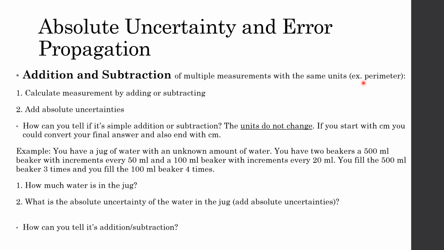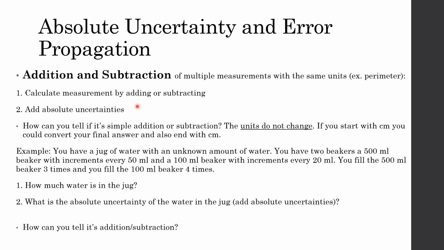Okay, so the way that you're going to calculate and propagate error when it's an absolute uncertainty problem is you're going to calculate your measurement by just adding or subtracting. So in the instance of perimeter, take all of those length measurements and add them all up. Then you're going to add up all the absolute uncertainties associated with each of those length measurements, and then you'll take whatever that final answer is that you got in step 1 and put the plus or minus sign, and then have what the sum of your absolute uncertainties is from step 2.